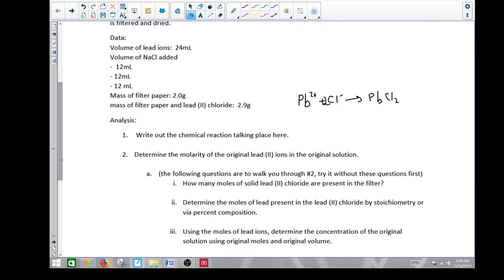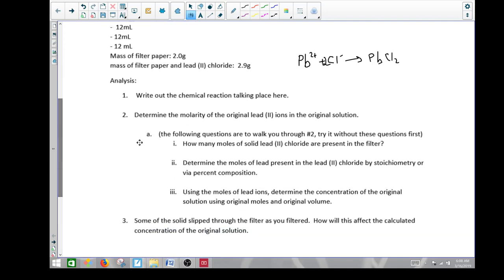The following questions are to walk you through. Number 2, try without these questions first. Okay, so that makes sense. We're going to say, okay, I want to know what the unknown molarity is. So I'm going to just work this out and then we'll see what happens.